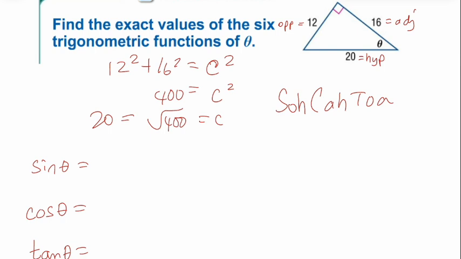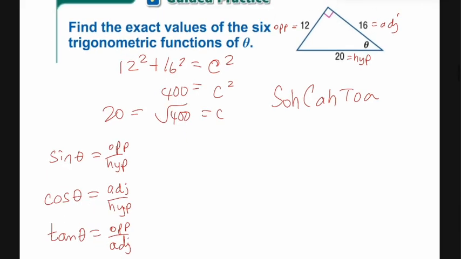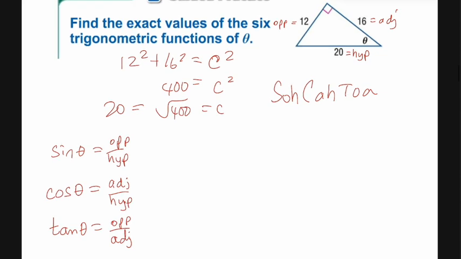Be consistent, please. Remember, sine is opposite over hypotenuse. Cosine is adjacent over hypotenuse. And tangent is TOA. That's opposite over adjacent. So SOH-CAH-TOA gives us that very nicely and easily. Okay. So let's proceed with the first three, our first column.